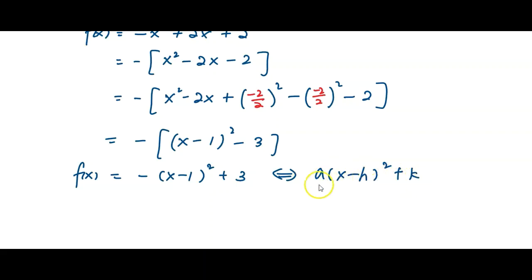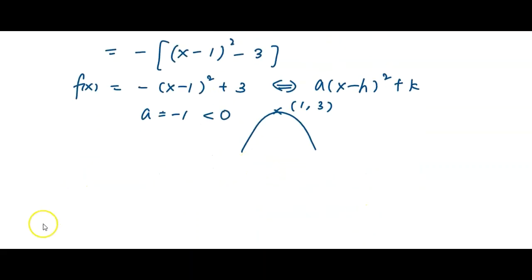So from this form, we can see that if the value of a is less than 0, since the a is negative 1 in this case, which is less than 0, this graph has a maximum point, and the maximum point is given by 1, 3. Taking the value of this, negative 1, reverse the sign, and then the y coordinate is 3.